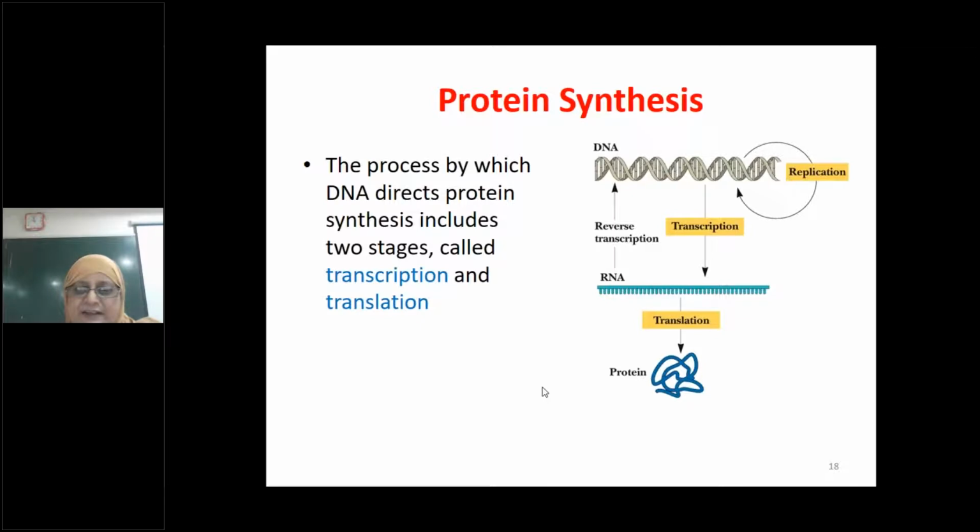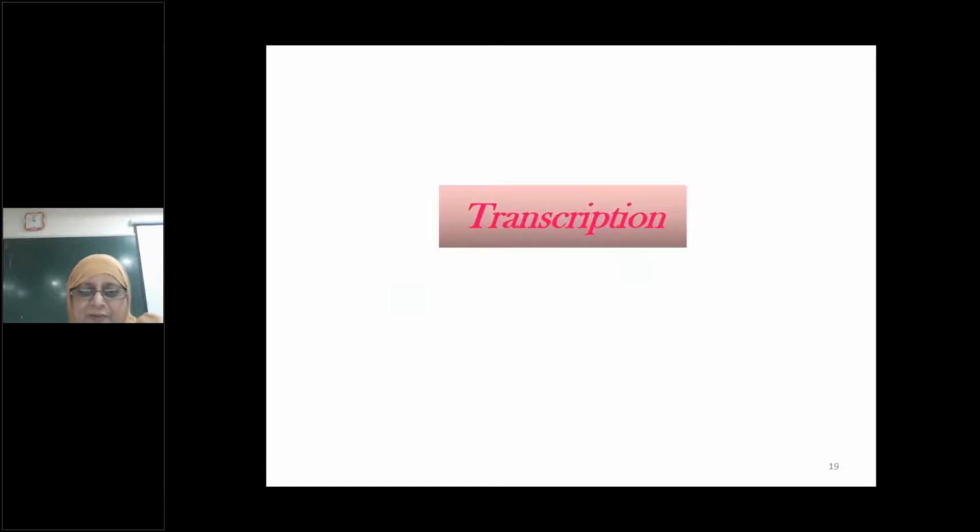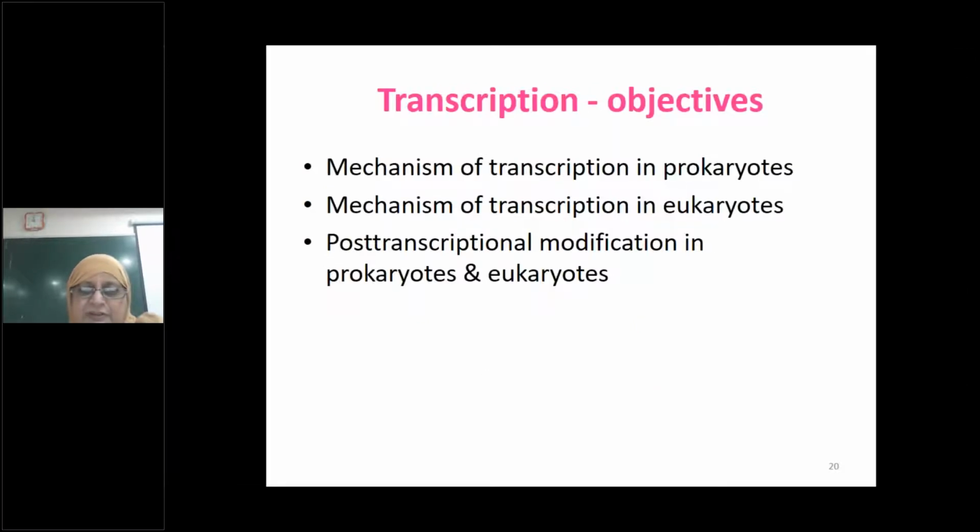The process by which the DNA directs protein synthesis includes two stages: transcription and translation. So starting from DNA replication, replication is followed by transcription, and transcription is followed by translation. This is said to be the central dogma of life. We will start with transcription now. The objectives for transcription are to learn the mechanisms of transcription in prokaryotes, to know the mechanism of transcription in eukaryotes, and the post-transcriptional modifications in both.